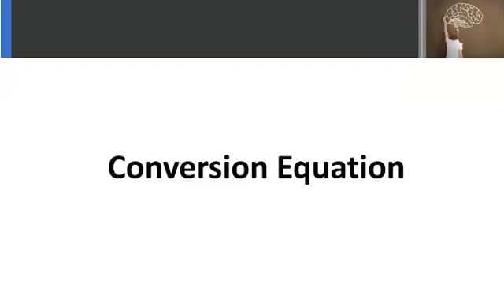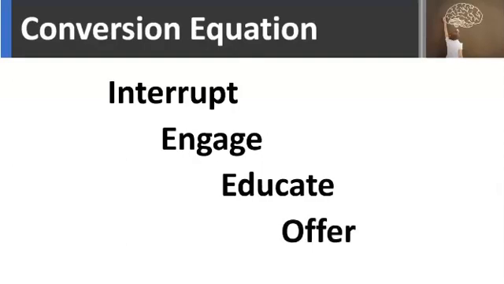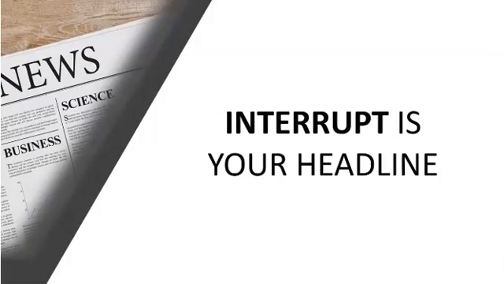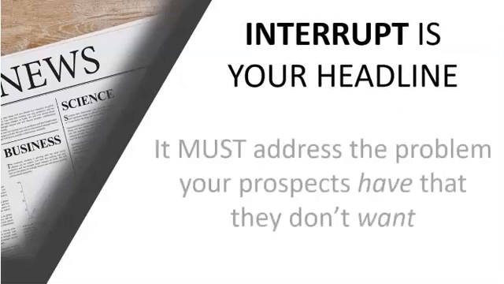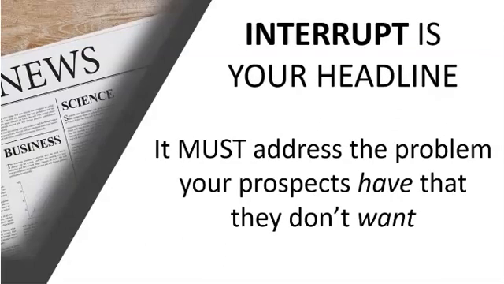It's called the conversion equation, and it looks like this: interrupt, engage, educate, and offer. The interrupt is your headline, which means it's the first thing someone sees when they visit your website, read any of your marketing collateral, or hear you speak. When someone asks what you do, it's the first words out of your mouth. That's your headline, and it must address the problem your prospects have that they don't want.